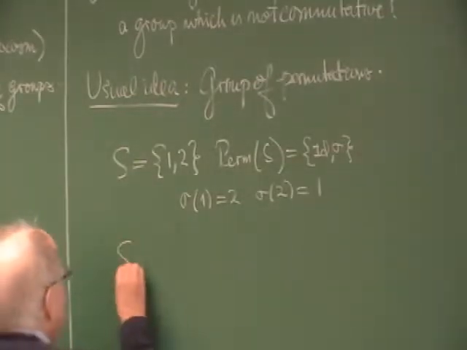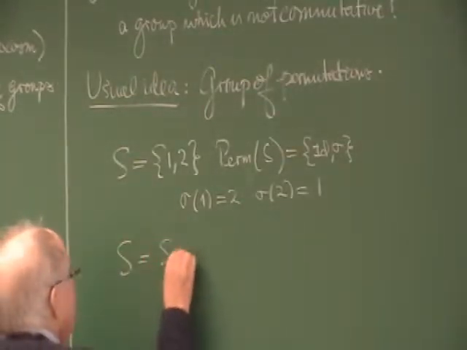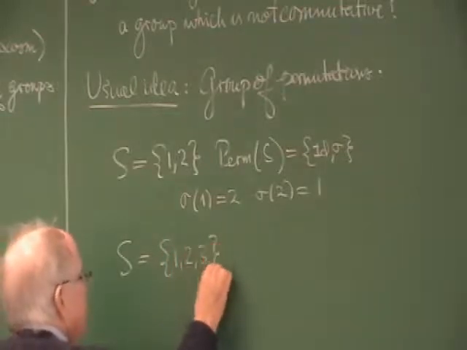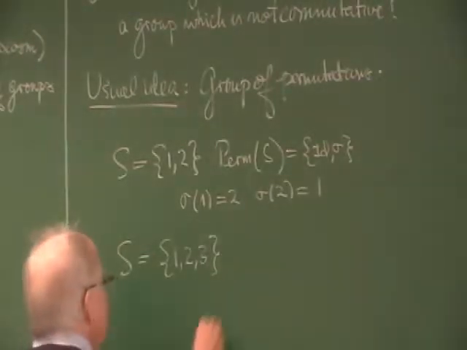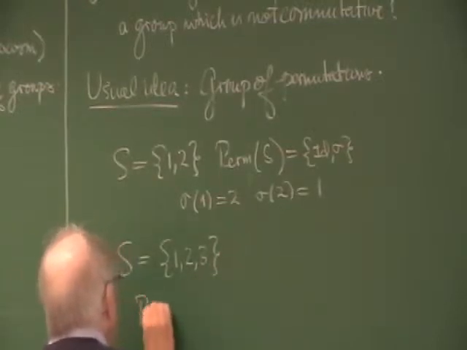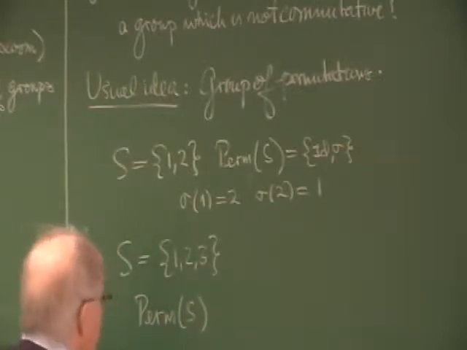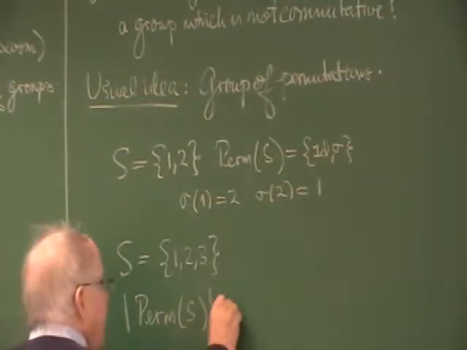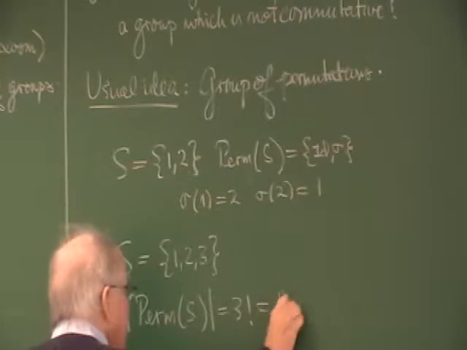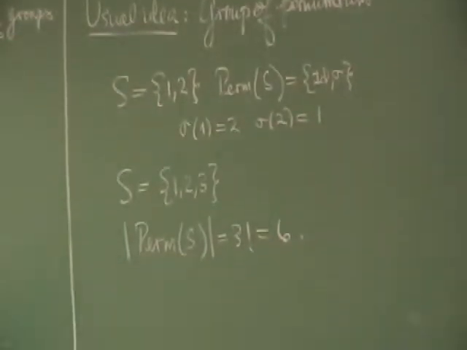So let's try another one. 1, 2, 3. Three different elements, and you should think about what the possible permutations of this are, and maybe this is a pretty big group. We know its order, the number of elements in this group. It is 3 factorial. This is a general fact, right? So that's 6. And so we look at all possible permutations of that group.